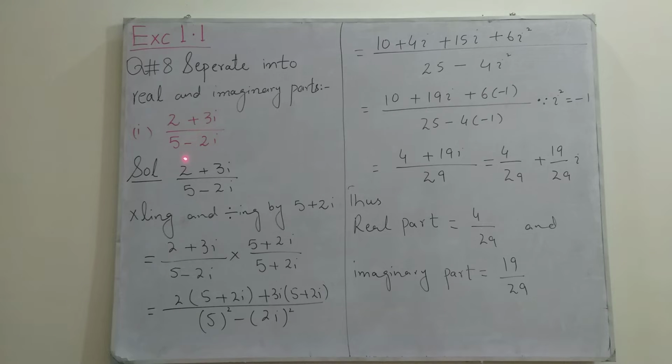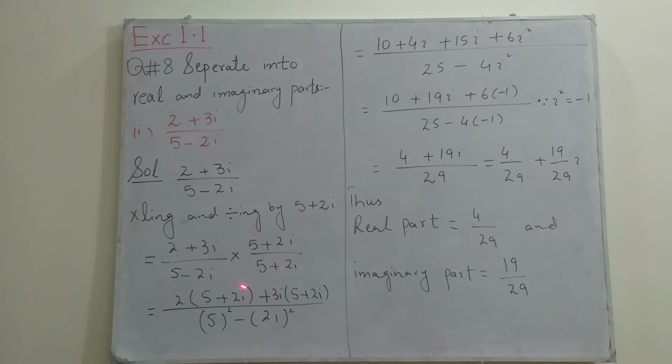Now, to solve it, we will multiply and divide by the conjugate of 5 − 2i, which is 5 + 2i. So multiplying and dividing by 5 + 2i, we have (2 + 3i) divided by (5 − 2i) into (5 + 2i) divided by (5 + 2i). Now multiplying 2 with 5 + 2i and then multiplying 3i with 5 + 2i.